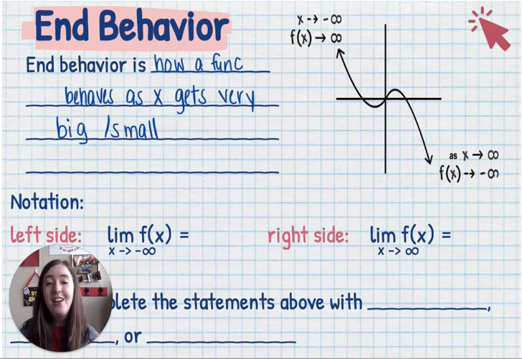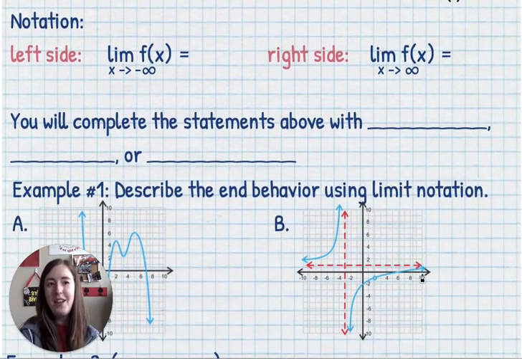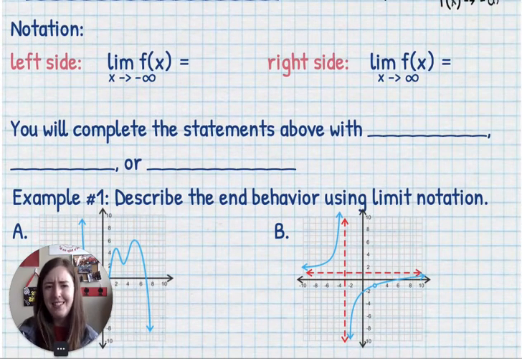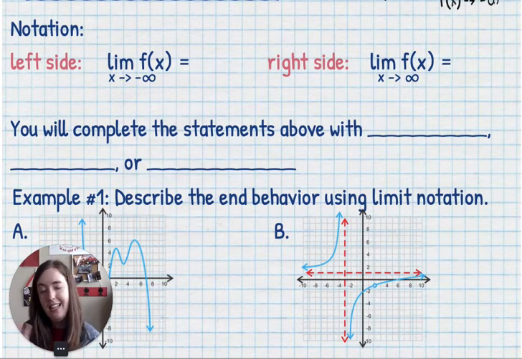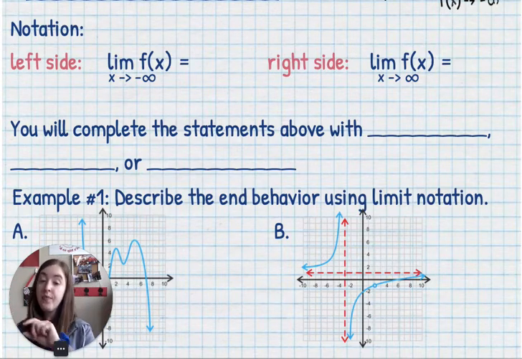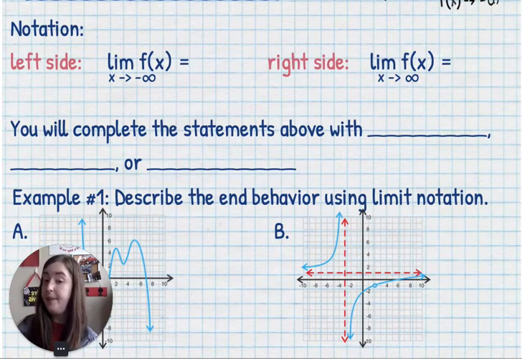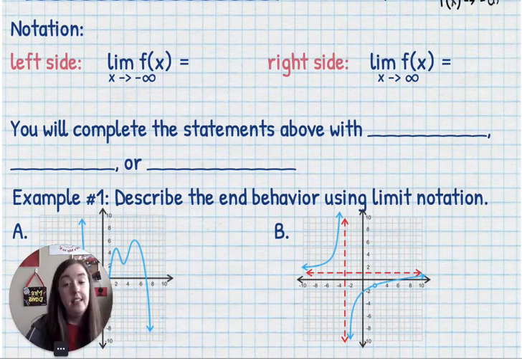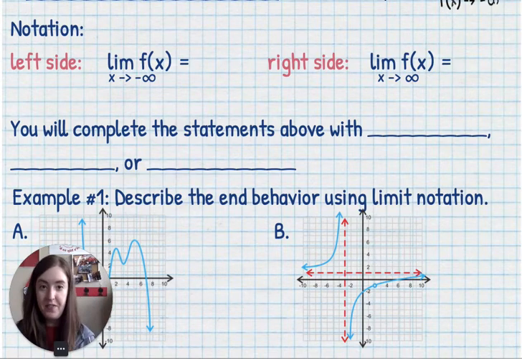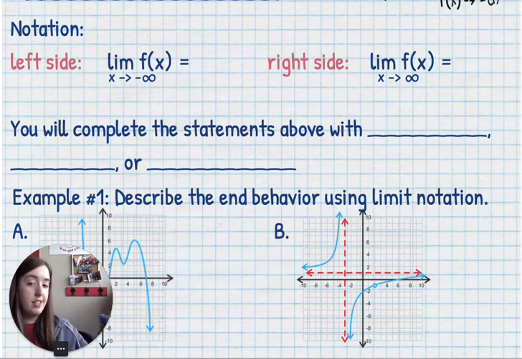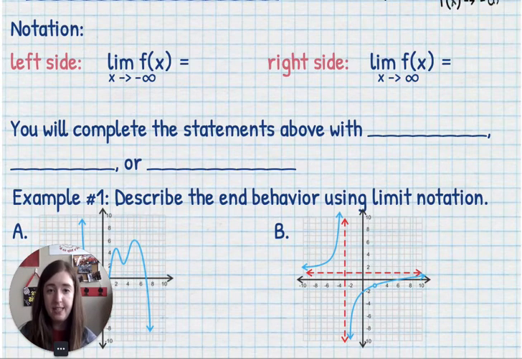Okay, so here's our notation. This is called limit notation. If you ever see somewhere like, oh, I'm supposed to write it in limit notation, that sounds scary. It isn't. It's the limit of whatever your function is named as x approaches negative infinity. And that's because over here on this side, that's where x approaches negative infinity. X approaches positive infinity over to the right. So that's why that's the right side.